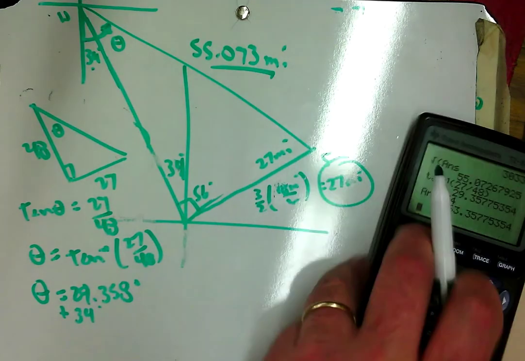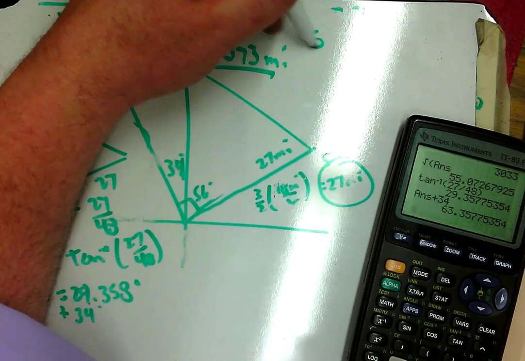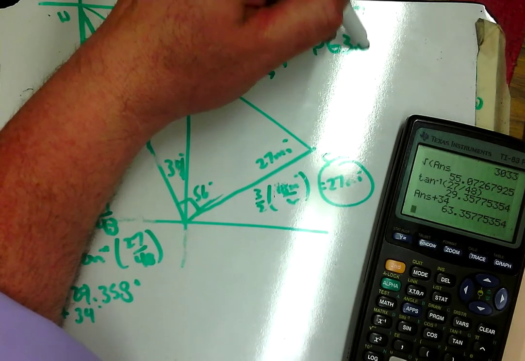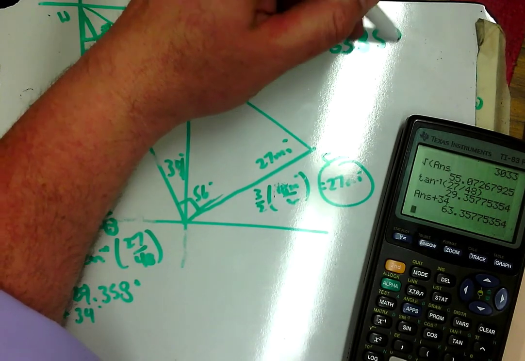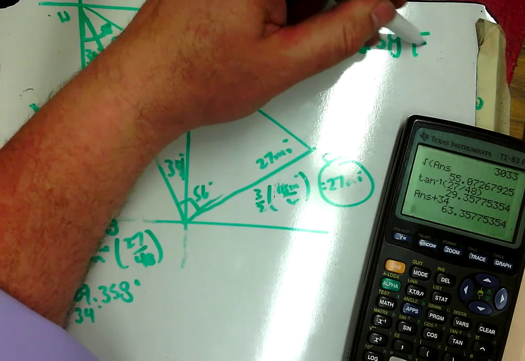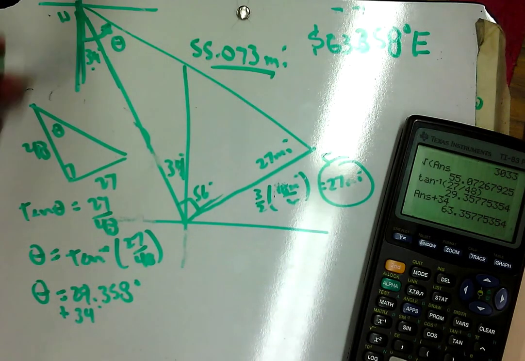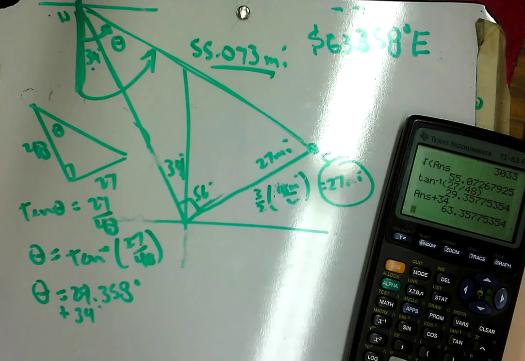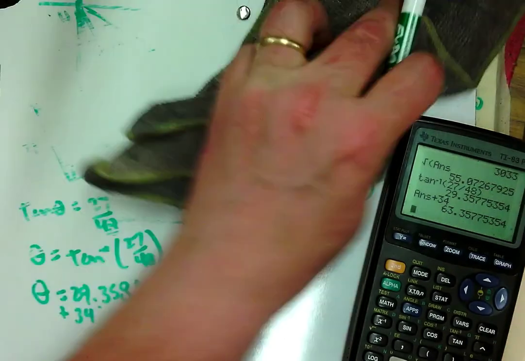And so we get Mr. Weasel should go south 63.358 degrees east. Weasel wants to go south 63.358 degrees east to get to Miss Stoat. Okay, that's station 4. How about station 5?